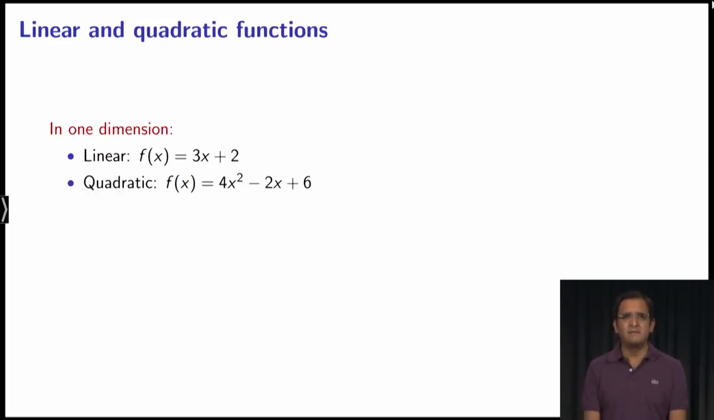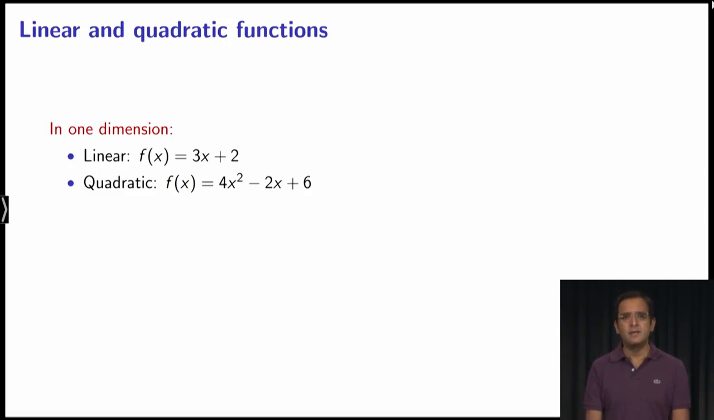So what are linear functions? And while we're at it, what are quadratic functions? Well, in one dimension, a linear function of one variable x is something like 3x plus 2. And a quadratic function is similar, except that it's also allowed to have a squared term. So it can be something like 4x squared minus 2x plus 6.